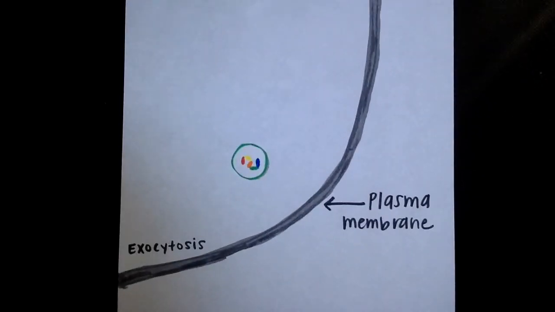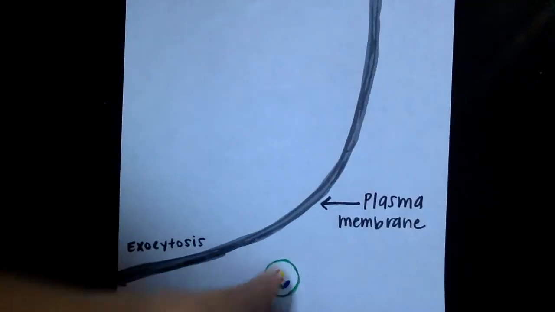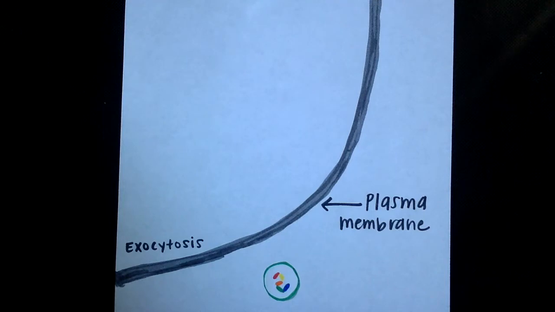Next, the proteins are transferred from the trans-Golgi, or trans phase, and are moved to the plasma membrane. The membranes then fuse together and the protein is let out of the cell. This is also known as exocytosis.